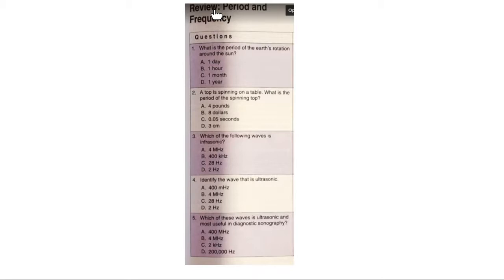I guess I'll read it for you. What is the period of the Earth's rotation around the sun? And you see the answers there. So pick an answer and please play. And Linda, I'll let you figure out whenever you think we're done. And you can circle an answer, and then we'll go ahead to the next question.